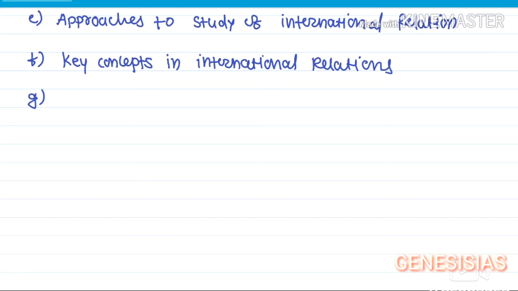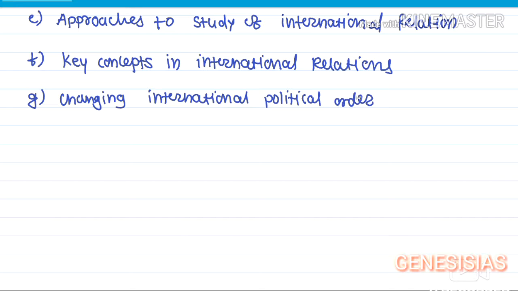Then the next is changing international political order. It includes rise of the superpower, strategies and ideological bipolarity, then arms race, Cold War, and nuclear threat.